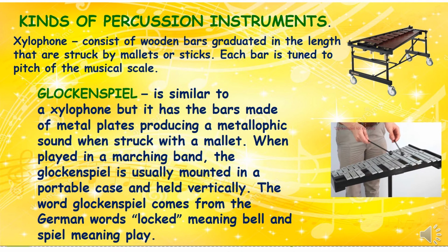The second one is what we call the glockenspiel. The glockenspiel is similar to a xylophone, but it has bars made of metal plates producing a metallic sound when struck with a mallet. When played in a marching band, the glockenspiel is usually mounted in a portable case and held vertically. The word glockenspiel comes from the German words Glocken, meaning bell, and Spiel, meaning play.